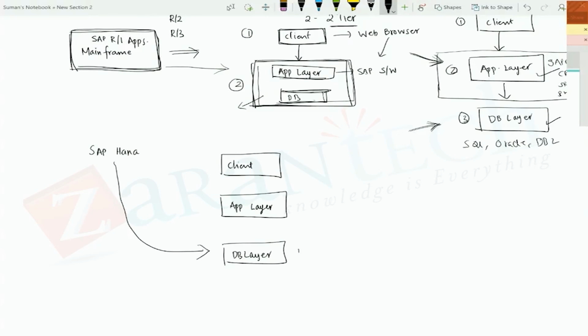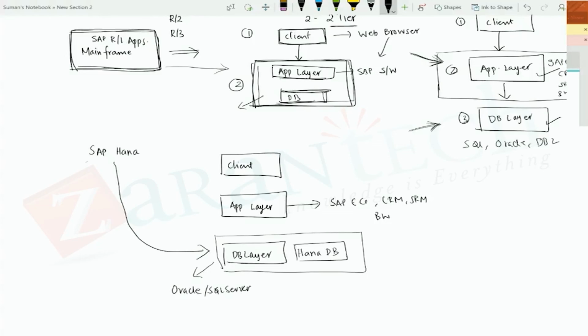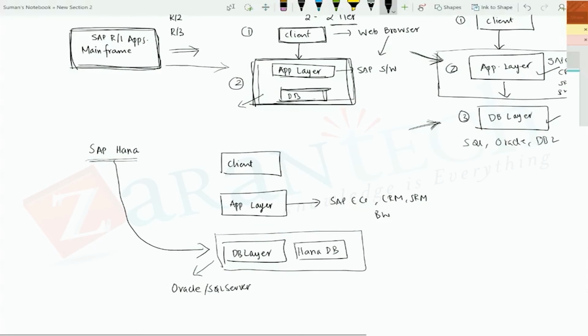SAP was only focusing on the third layer, which is your database. They were trying to bring your HANA database into this layer and trying to replace other products like Oracle or SQL Server. It makes logical sense, right? Because the application layer is always my SAP product, which could be an SAP ECC, CRM, SRM, so on and so forth, BW, whatnot. They are saying that we were relying on a third-party tool to give us this database functionality. So when SAP HANA came into the market, they started focusing on this database layer, and that's where the HANA database came in.